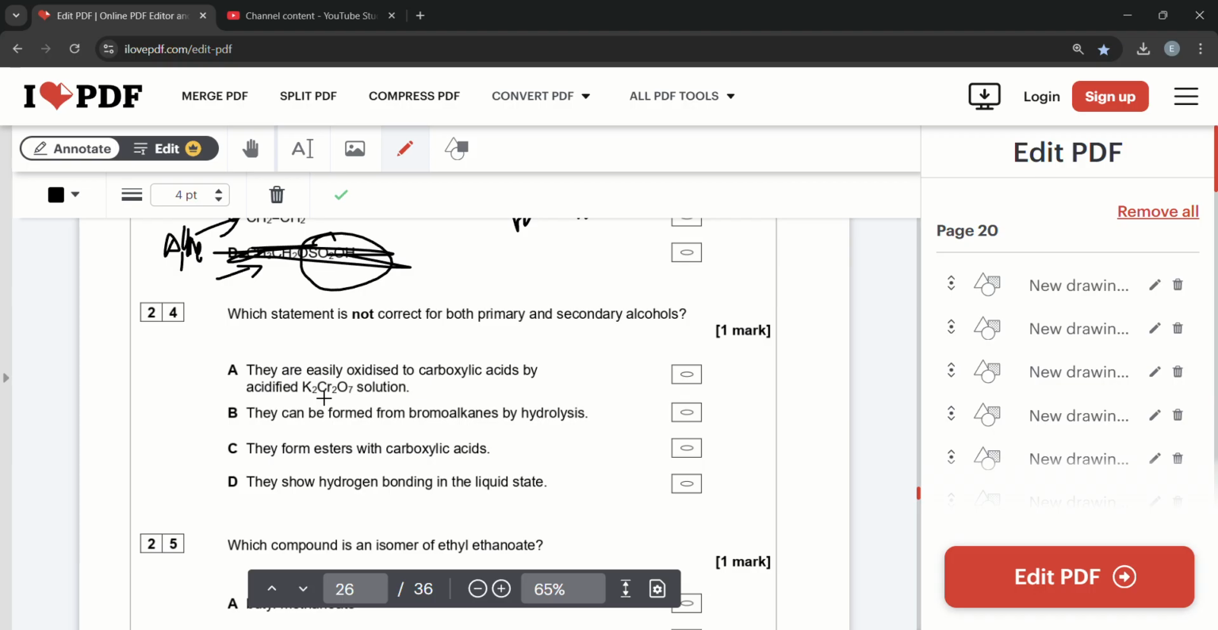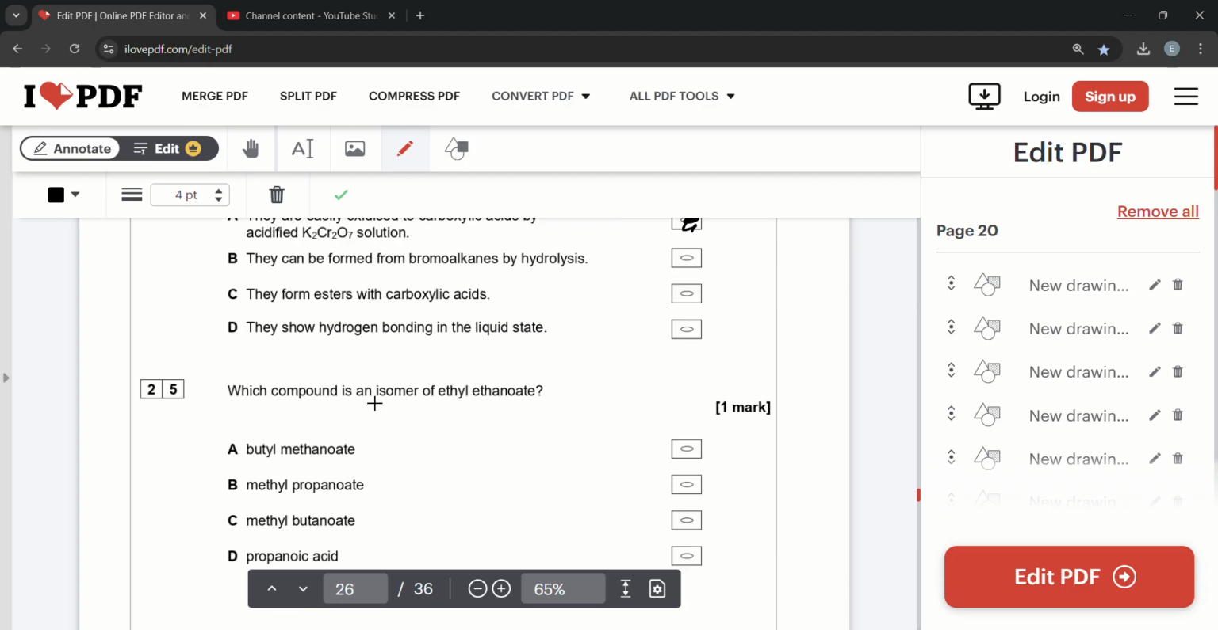Which statement is not correct for both primary and secondary alcohols? Easily oxidized to carboxylic acids by acidified K2Cr2O7 solution. That's wrong for both. Primary, yes, aldehydes oxidize to carboxylic acid. Secondary, no, it's not going to easily oxidize to carboxylic acids.